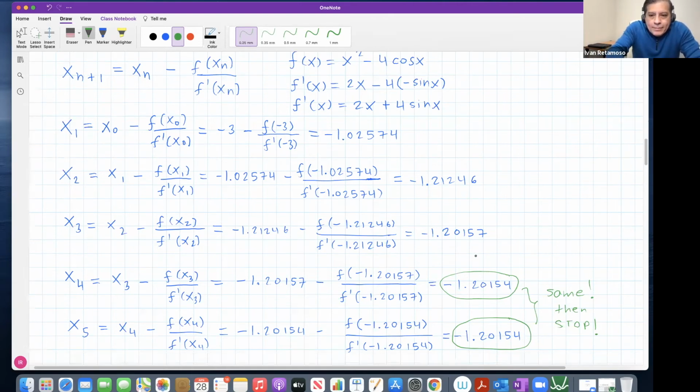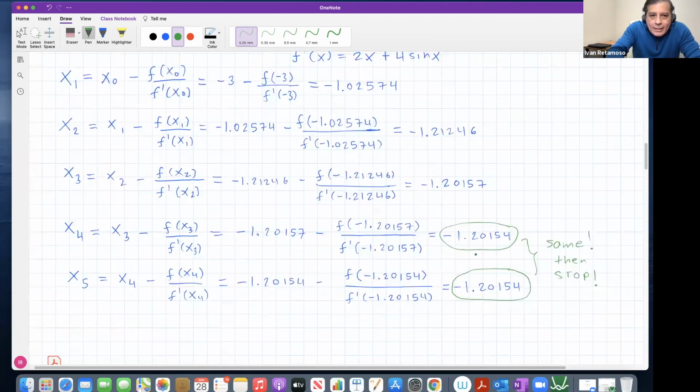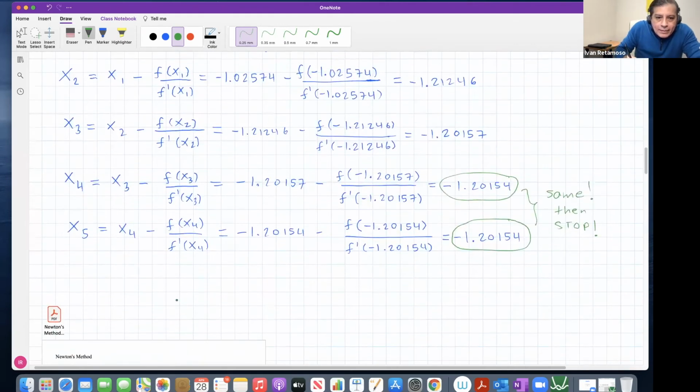Okay. And now they talk about a table there. How do you construct this table? Well, the table can be constructed, let's say, this way.